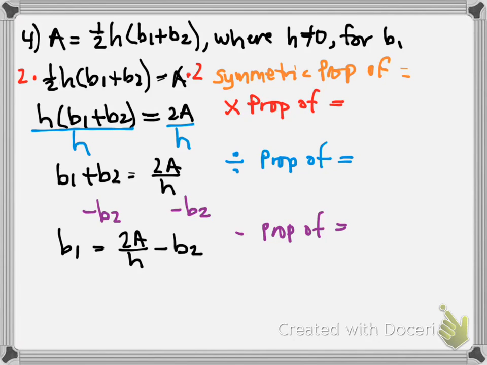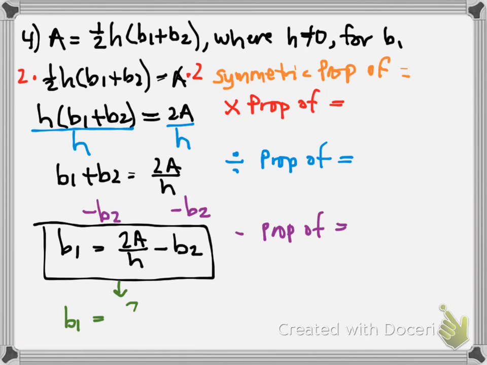Now that answer is perfectly fine. I don't need to have a common denominator. But if I had a common denominator, what would you write the answer as? Amanda? Minus b sub 2 over h. And that's what the answer would look like if you wanted a common denominator.